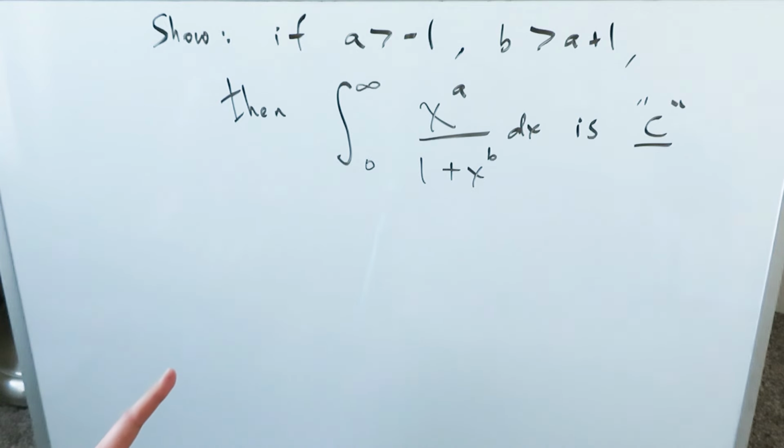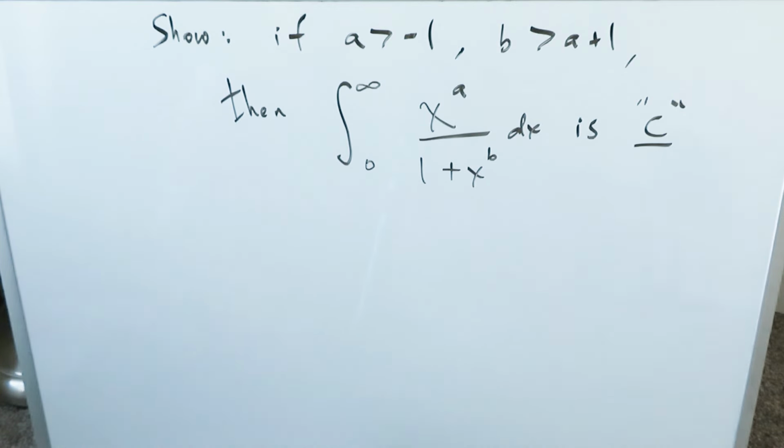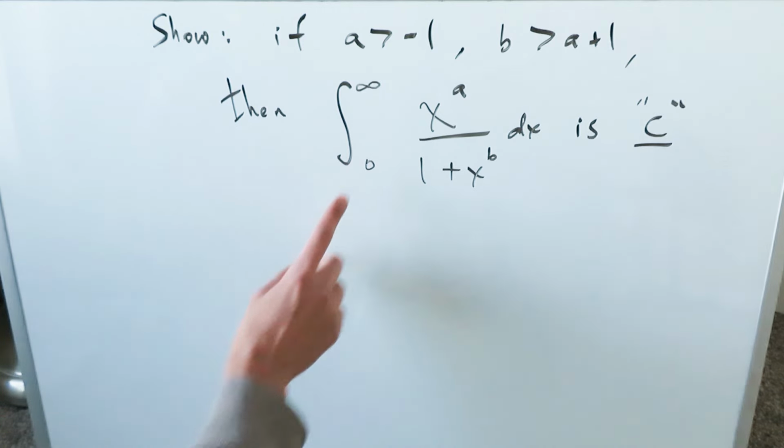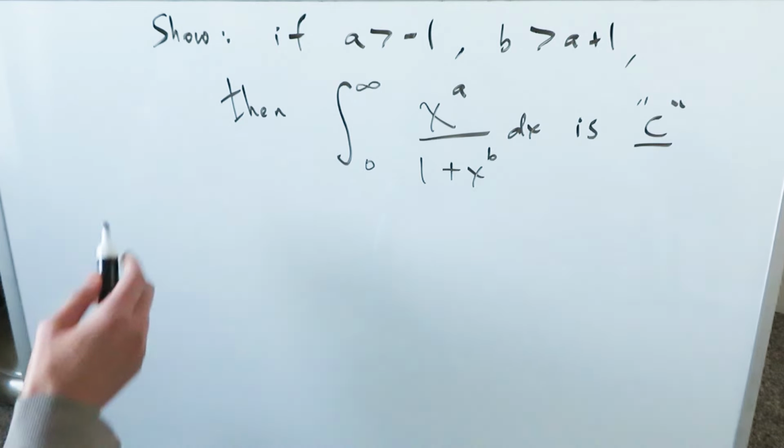It's a question provided to me from a viewer. We have to show or verify the following: if a is larger than -1 and b is larger than a plus 1, then this improper integral ends up being convergent. What is the integral from 0 to infinity of x to the power of a divided by 1 plus x to the power of b dx?